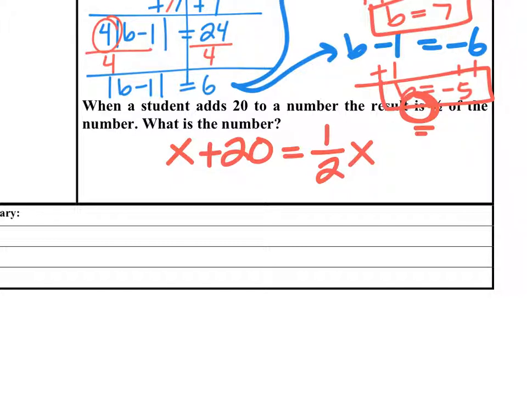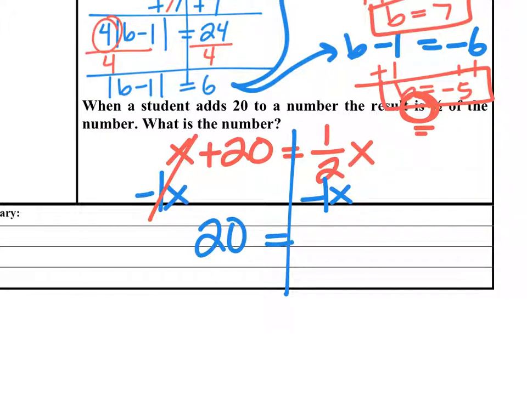So I'm going to isolate first. I'm actually going to take away from the left side because if I take away from the right, I have nothing left. So I'm going to subtract x, and that's 1x. If you don't see a number out in front, the coefficient is 1. So I'm subtracting 1x, we'll cancel that out. So I'm left with 20 is equal to negative 1/2 x because 1/2 minus 1, so I'm subtracting 2 halves, 2 over 2.